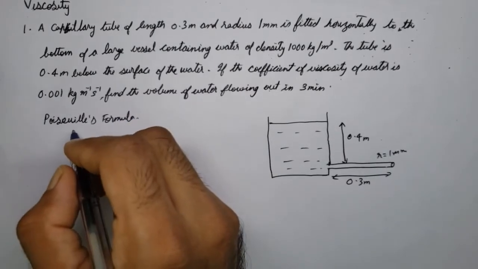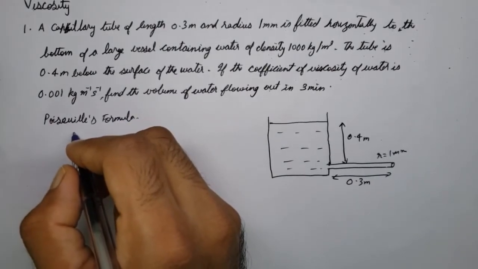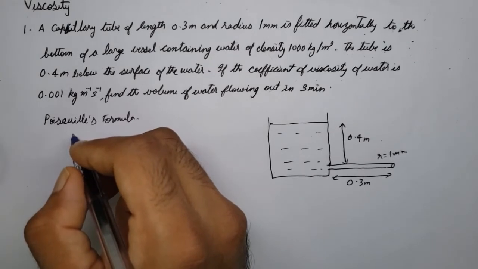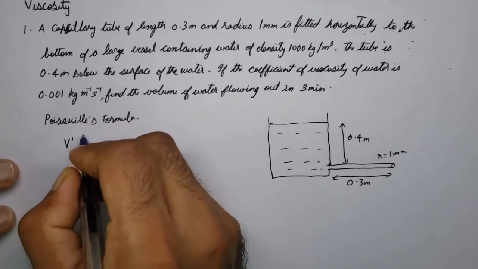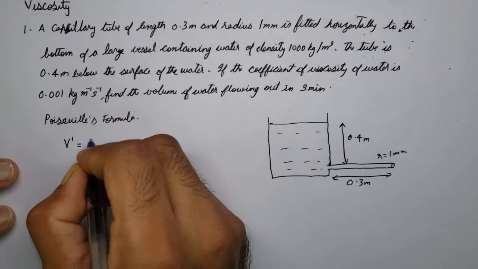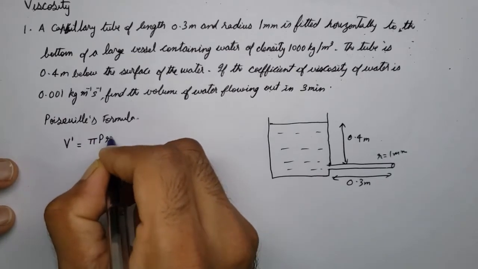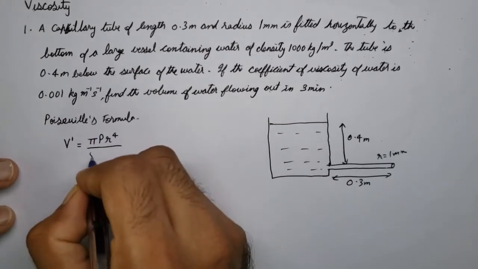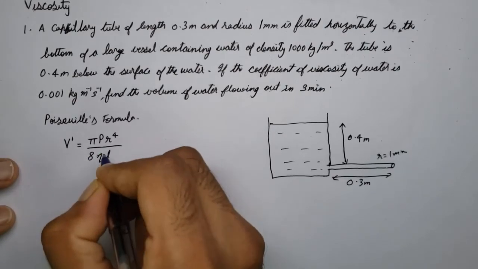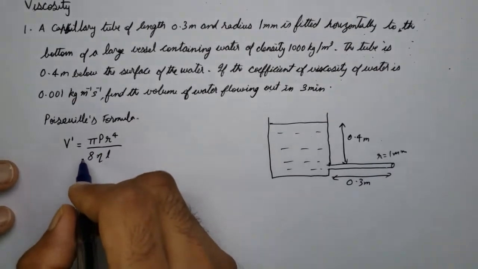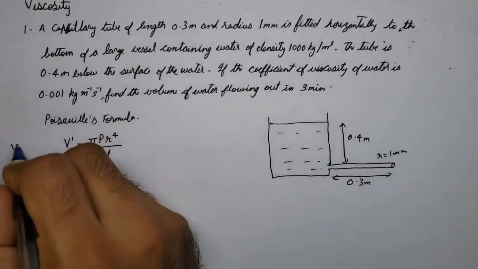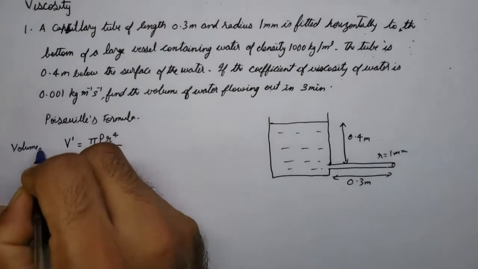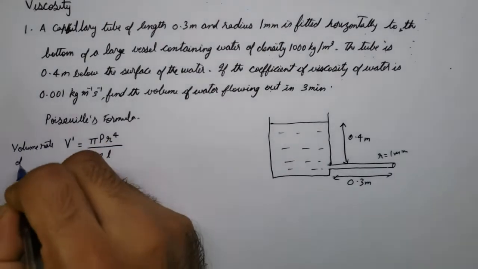Poiseuille's formula. According to Poiseuille's formula, the volume rate of flow of the fluid is V dash equal to pi P r raised to 4 divided by 8 eta L. Look at each of the quantities here. So V dash is our volume rate of flow.